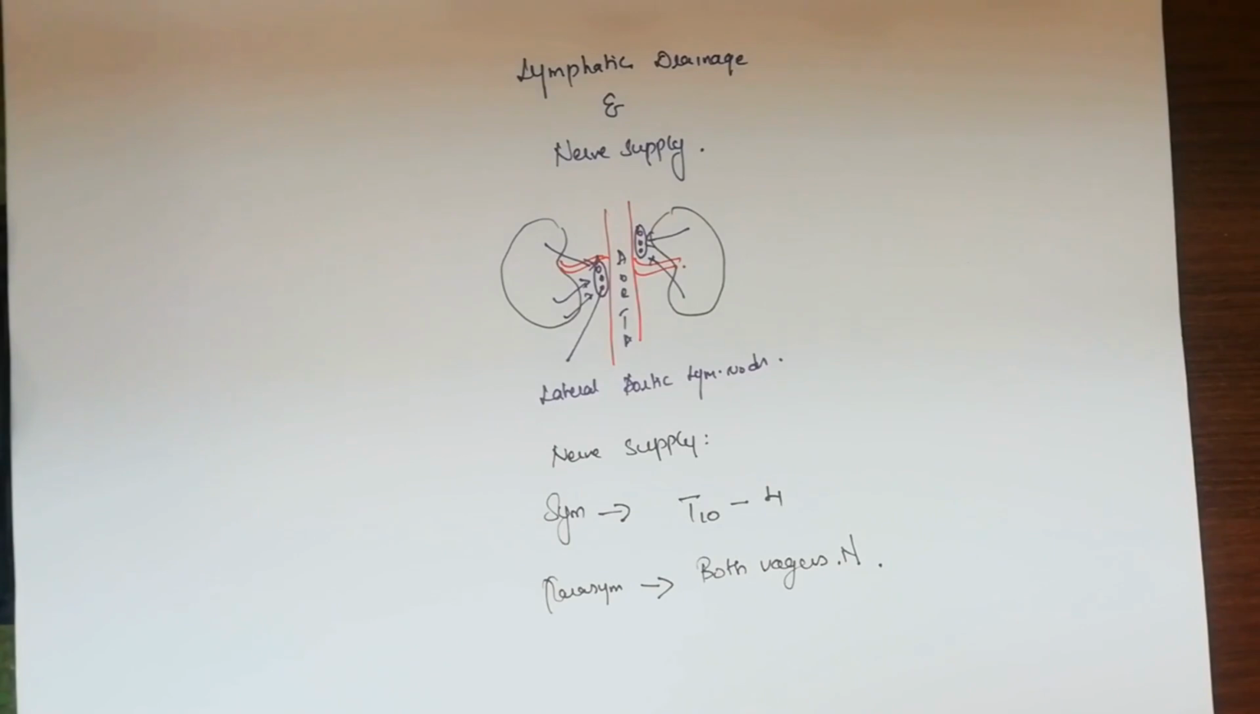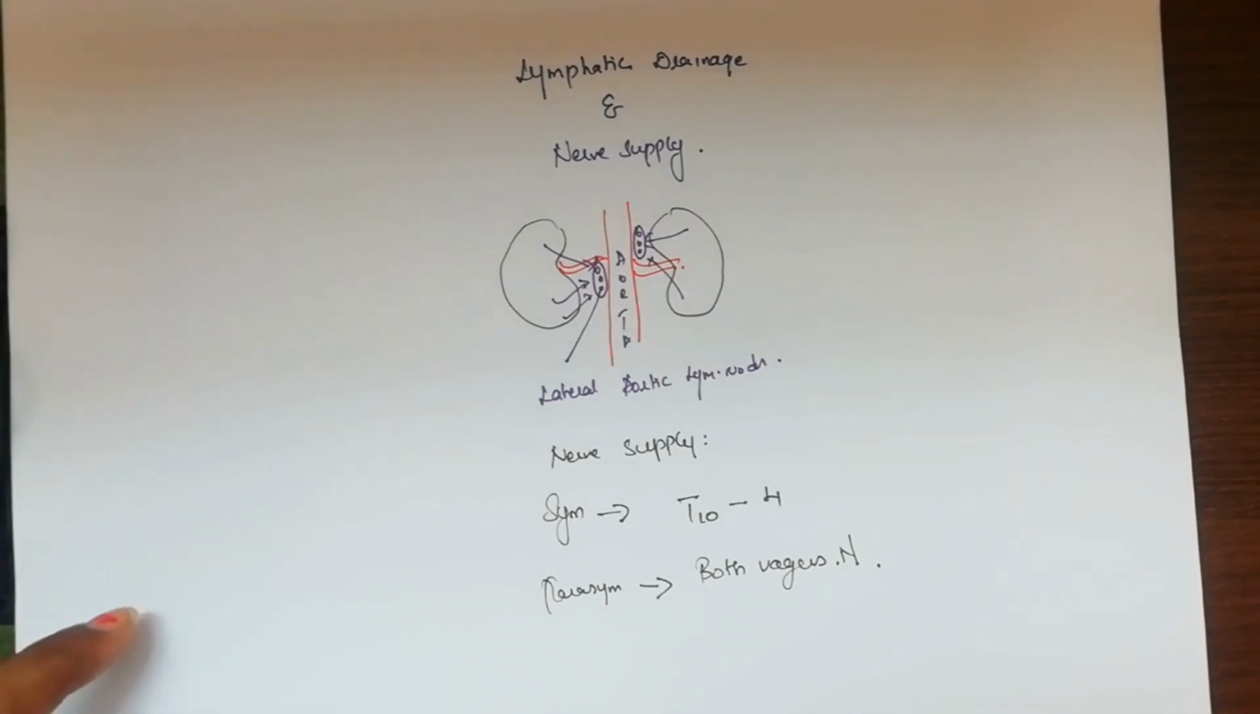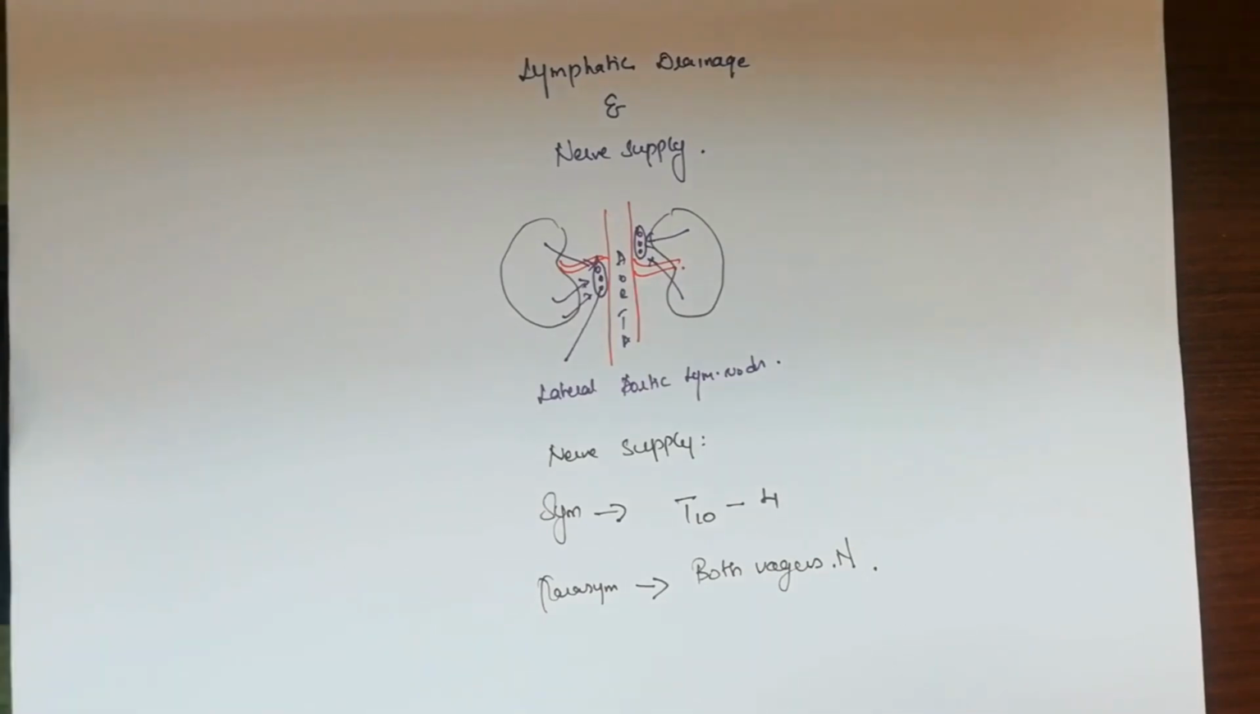Now talking about the applied aspects, we have a lot of applied aspects in developmental anomalies such as horseshoe kidney, polycystic kidney, and multiple kidney, and so many other developmental anomalies of the kidney. In another clinical aspect, we have the condition called stone formation in the kidney. Stone formation is a common condition seen in the kidney because of the collection of uric acid. So that's all about the details of the kidney. Thank you for listening to this video.